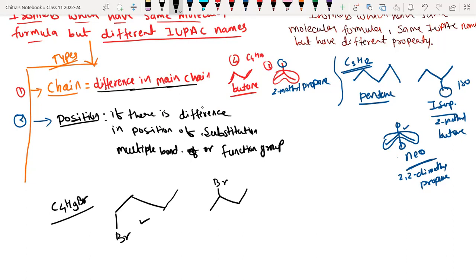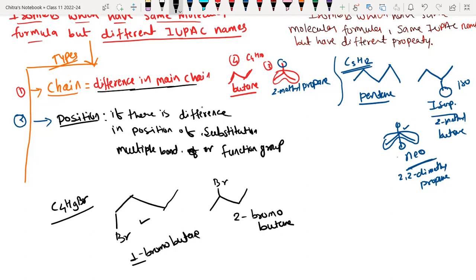So the first one is 1-bromobutane. For the first position you need not mention the position, so you can write just bromobutane. But here the position of bromine is second, so you have to mention 2-bromobutane. Understood? The position of substitution is different, so they are positional isomers.